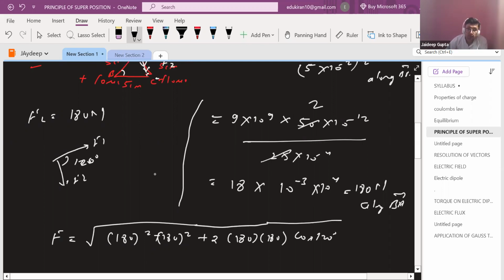Sir, how is it cos 120? Look, it is an equilateral triangle, 60, 60, 60. It is a linear pair, and this angle on a line would be 120.